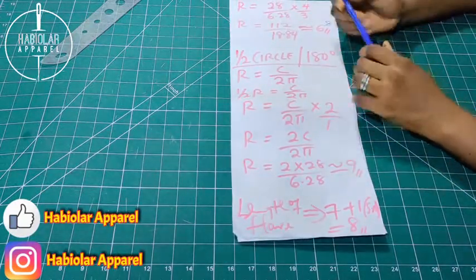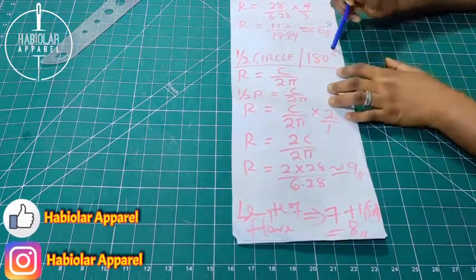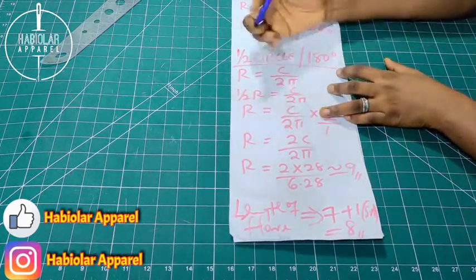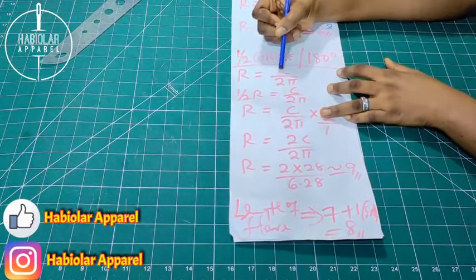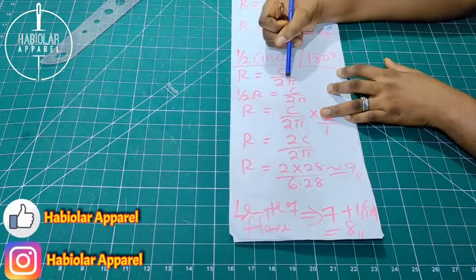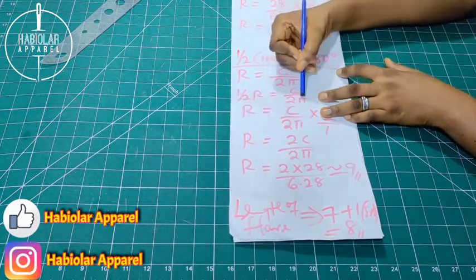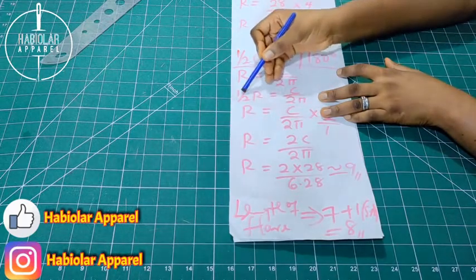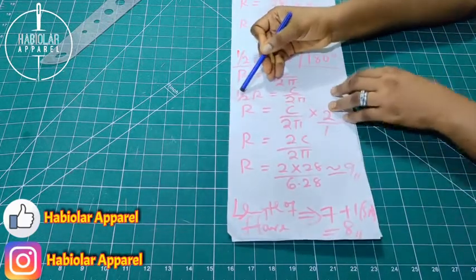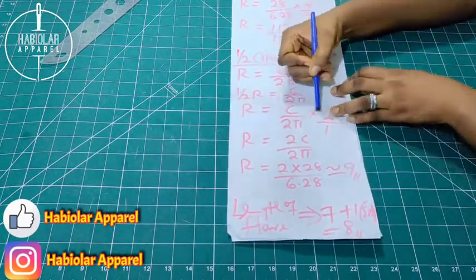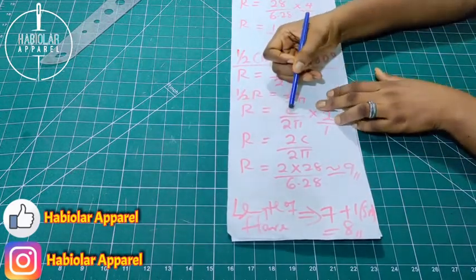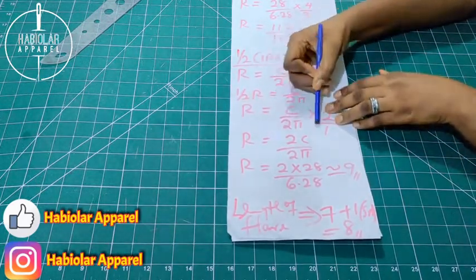Okay, the next one is a half circle or the 180-degree flare. It is still the same formula. Our radius is equal to circumference over 2 pi. So half of r will equal circumference over 2 pi. This is mathematical. Once this crosses to this side, it will be times 2 over 1. So it will be your circumference times 2 over 2 pi.